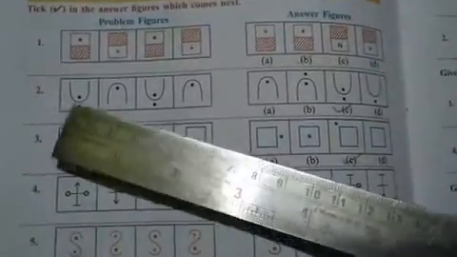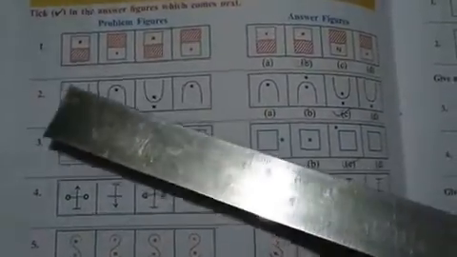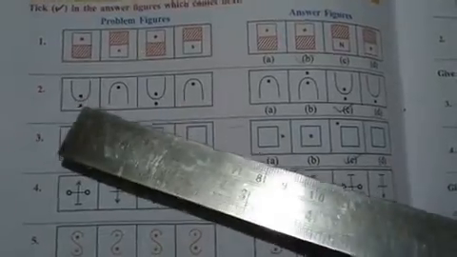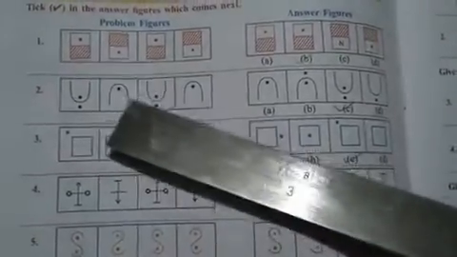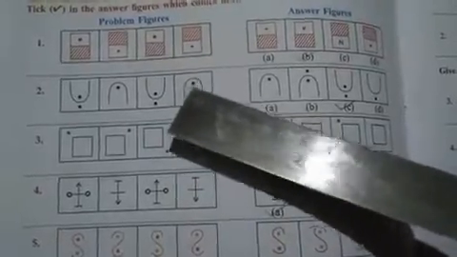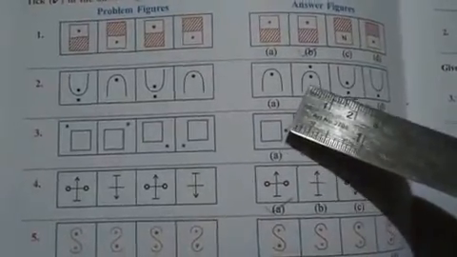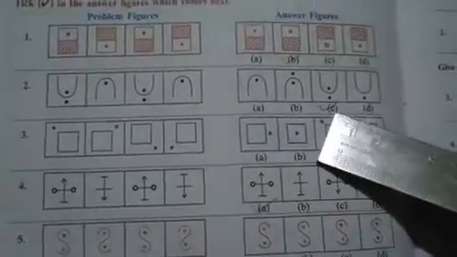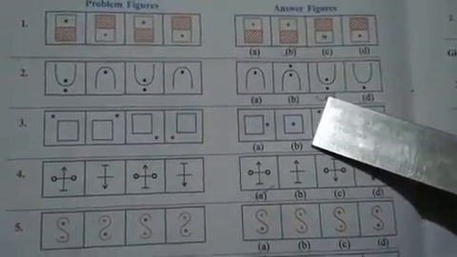Repeating. Okay, repeating patterns. Here you see U pattern is given and 2 points. U pattern 1 point, U pattern 2 points, U pattern 1 point. So U pattern 2 points will be your answer. That is number C. Okay.